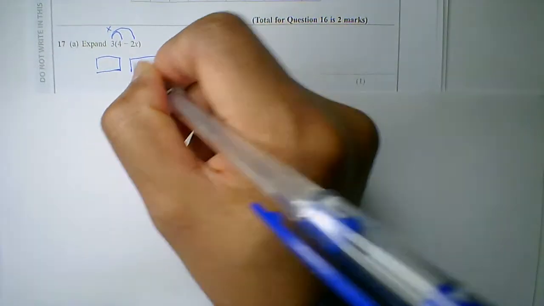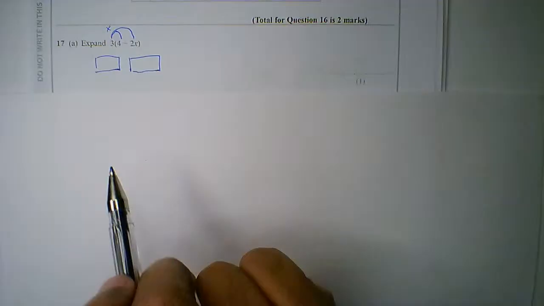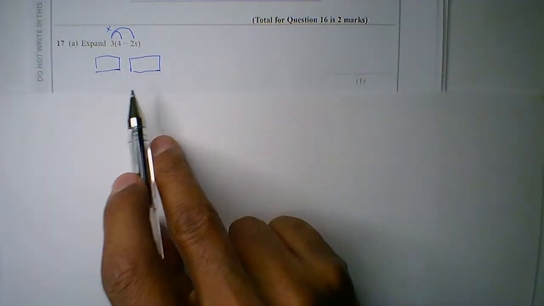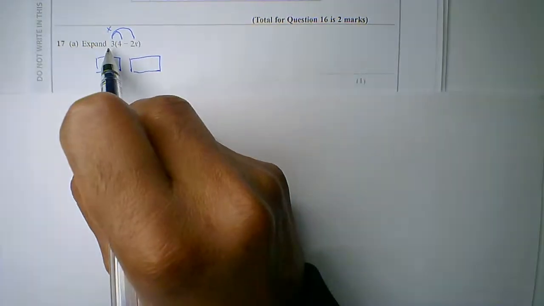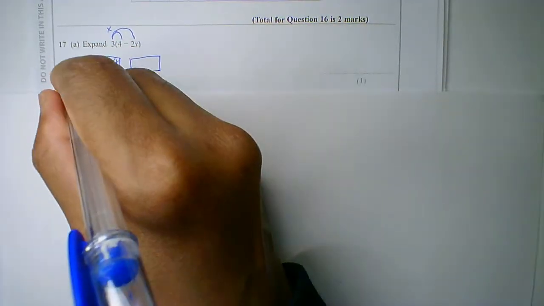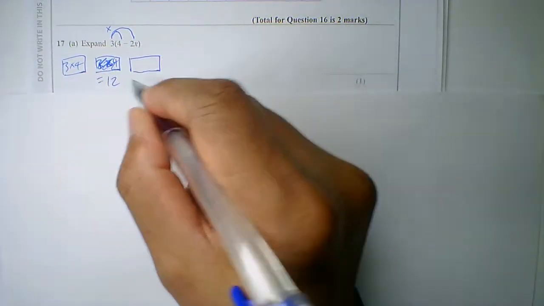I'm drawing these boxes out just so that you can see what we are getting, see what the working out is. Once you become confident on this, you don't need to draw boxes. So 3 times 4 is 12. Oops, 3 times 4. Let me write this out, show the working out. Let me just redo this. 3 times 4 is 12.